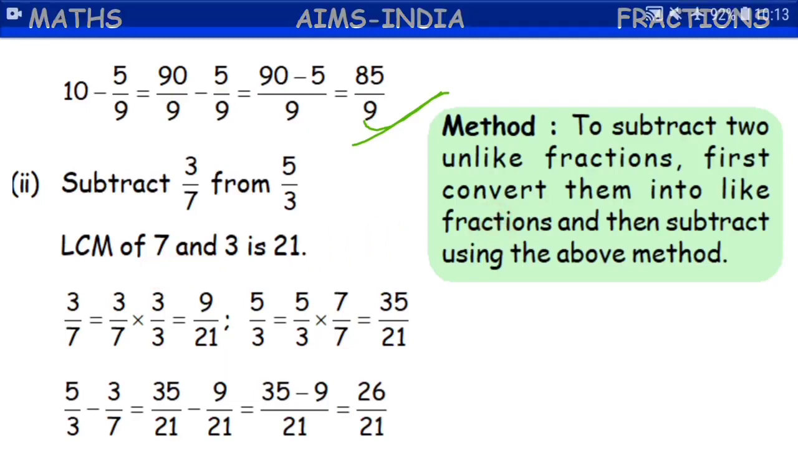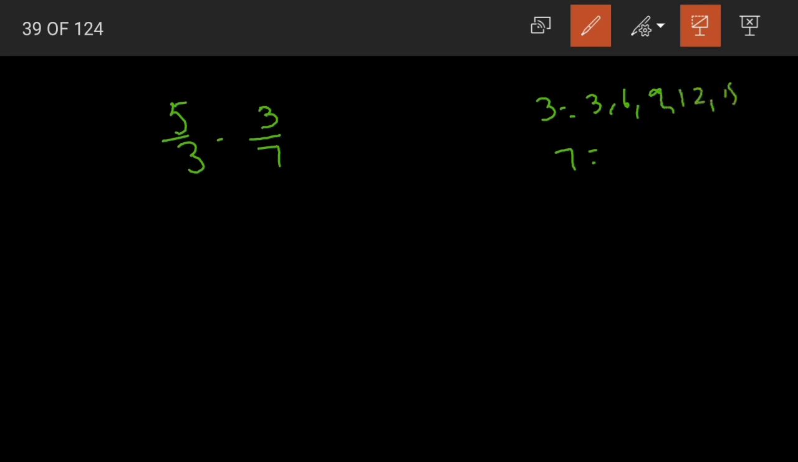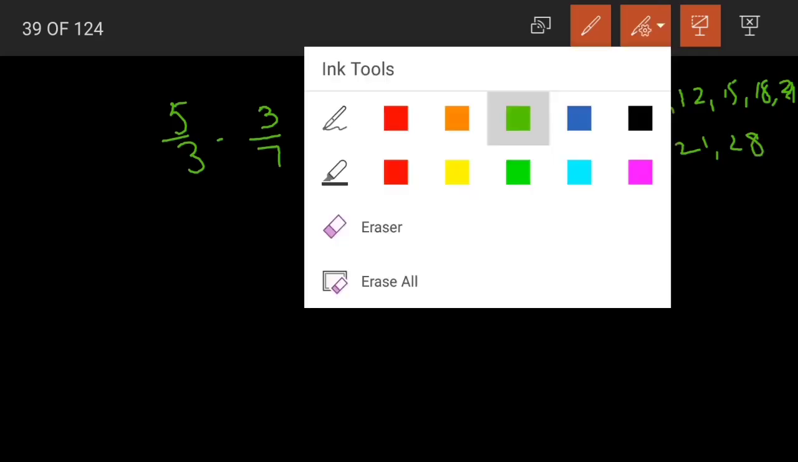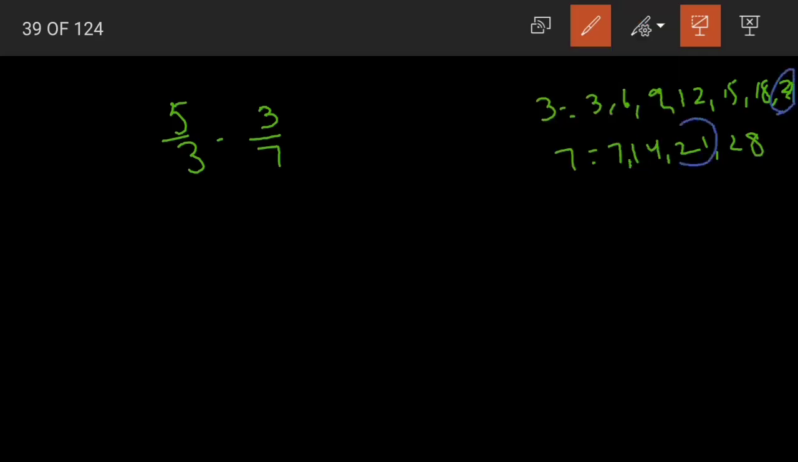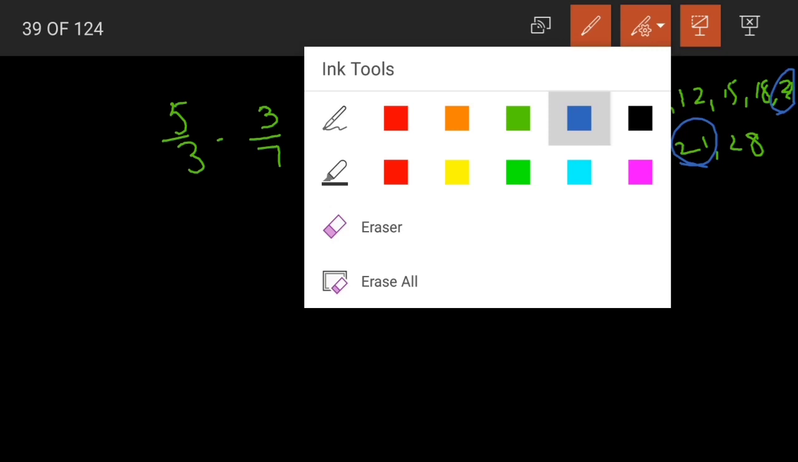Now coming to another example, subtract 3 by 7 from 5 by 3. Yes, children, 3 by 7 from 5 by 3. What should we do here? Again, take out the LCM of 3 and 7. The multiples of 3 are 3, 6, 9. Then we have 12, 15, 18 and 21. The multiples of 7 are 7, 14, 21, 28. We can stop here because we got our least common or the first common multiple, that is 21.